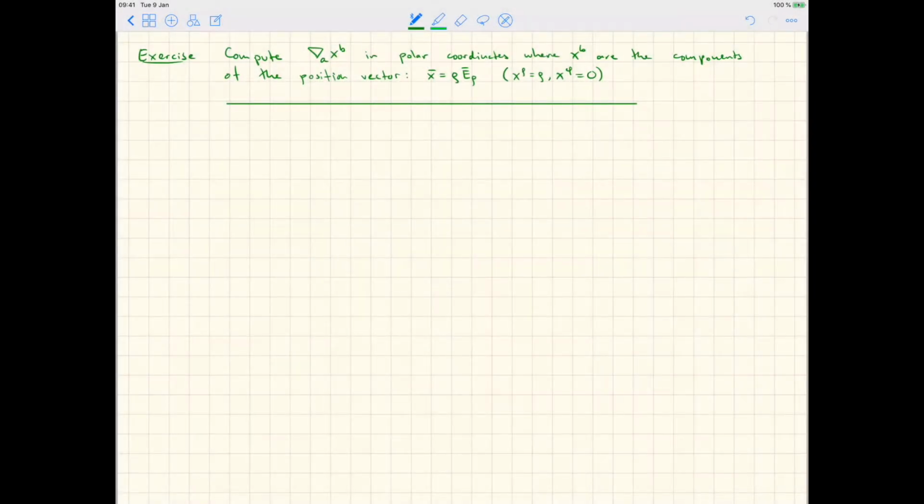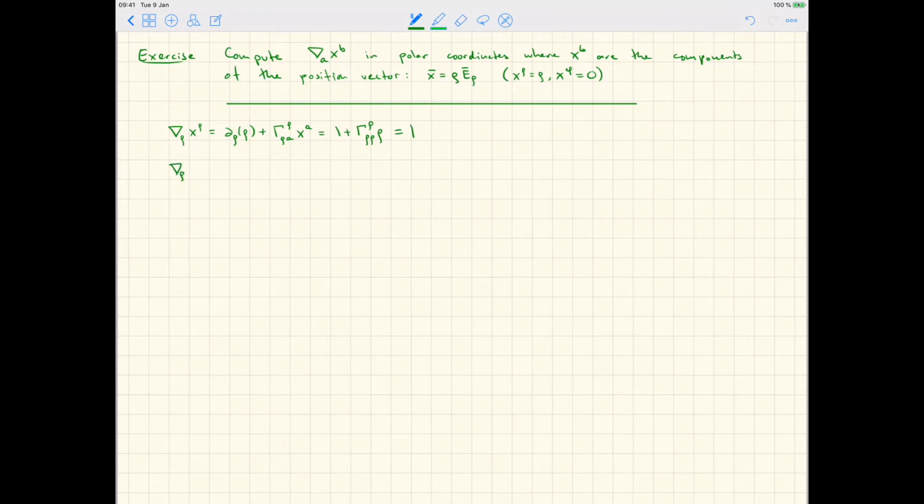Since what we want to compute has two indices that can each take the values ρ or φ, let us start by computing ∇_ρ x^ρ. By definition, this is equal to the derivative in the ρ direction of the component x^ρ, which is equal to ρ, plus Γ^ρ_{ρa} x^a. If we perform the derivative, it is equal to 1, and since the only non-zero component of x is the ρ component, the second term becomes Γ^ρ_{ρρ} multiplied by ρ. And since this Christoffel symbol is equal to 0, the result is equal to 1.